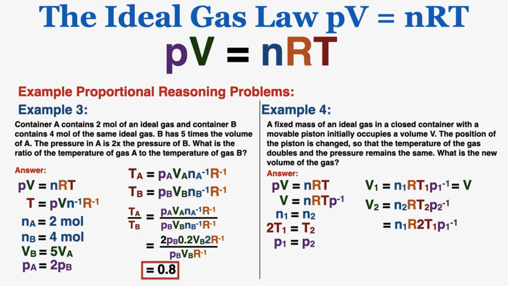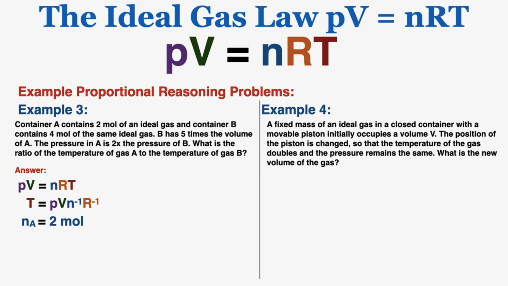The number of moles are the same. T2 is equal to 2 times T1, and the pressures are also the same. I can now isolate my equation for V1 by itself, so I get 2 times that equation for V1. So that means that the new volume is twice as large as the original volume. That's how you do proportional reasoning problems, and that's how you do all types of problems that appear in IB for the ideal gas law, PV equals nRT.